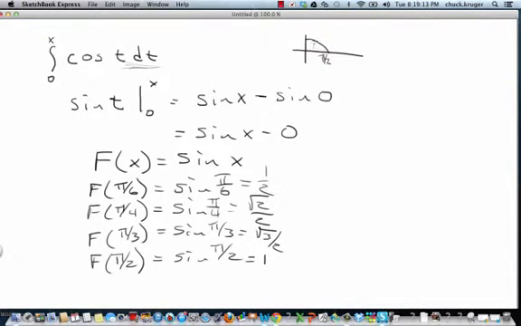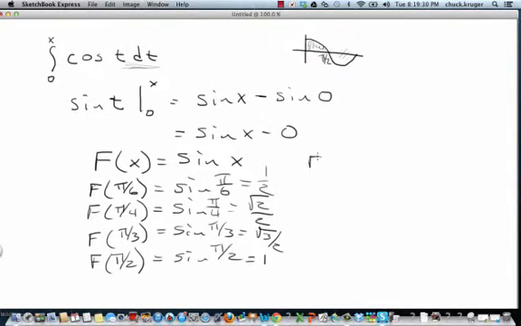And also, all this area right in here. And at pi over 2, cosine starts dipping underneath. This is the cosine curve right here. So this area that's starting to accumulate is negative. So my values are going to go down.